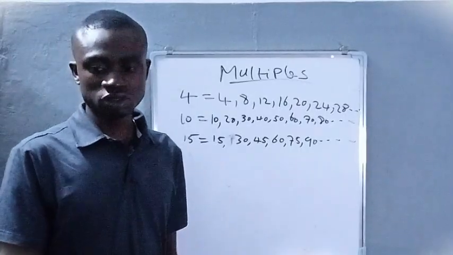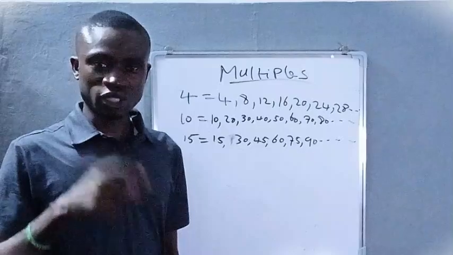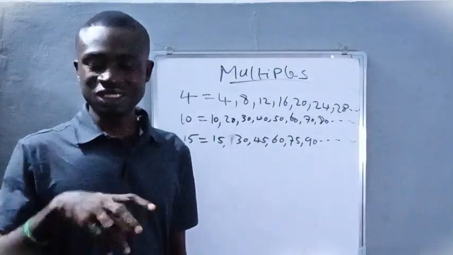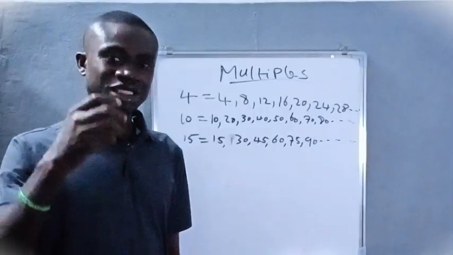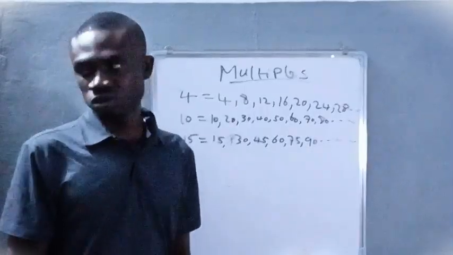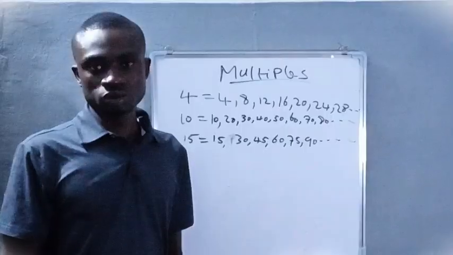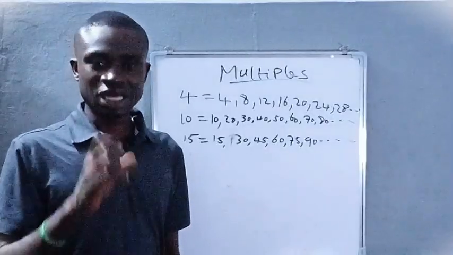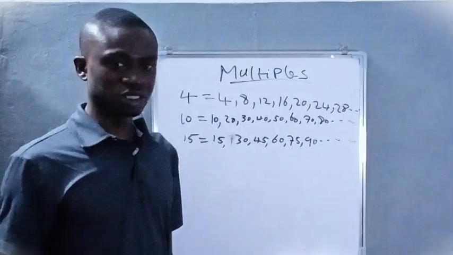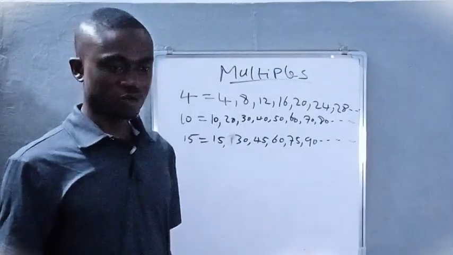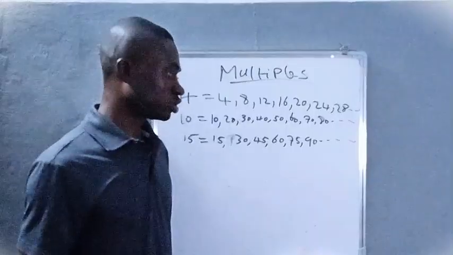But in multiples, the lowest multiple of a number is that number. So it starts from that number and goes upward. But when it comes to factors, it starts with that number and goes downward. Factor of 20. So the highest factor of 20 you can have is 20. That is the striking difference between factors and multiples in mathematics.